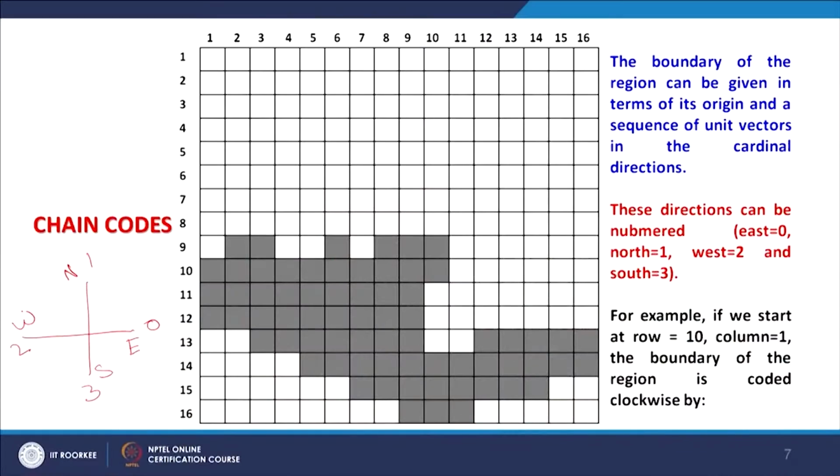So, if we start for coding this black area or dark gray area, then we start at row number 10. Why we start at row number 10? Because that is the cell of this binary image from where we are going to code this one, like this. So, column 1, and this is column 1, this is row 10, and then region is coded clockwise. So, then we will keep moving like this and accordingly. So, let us see how we can code this.